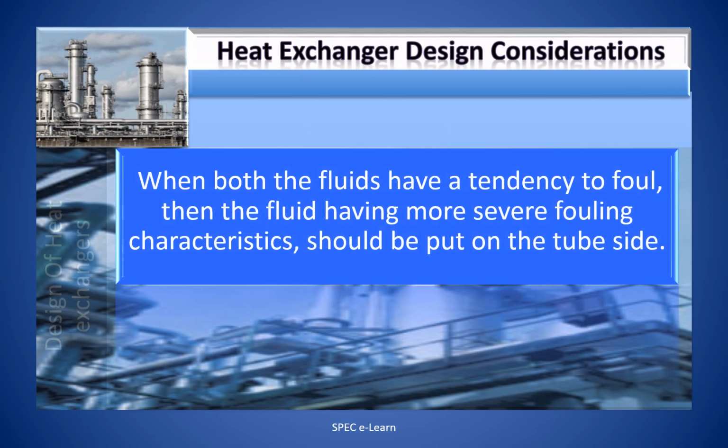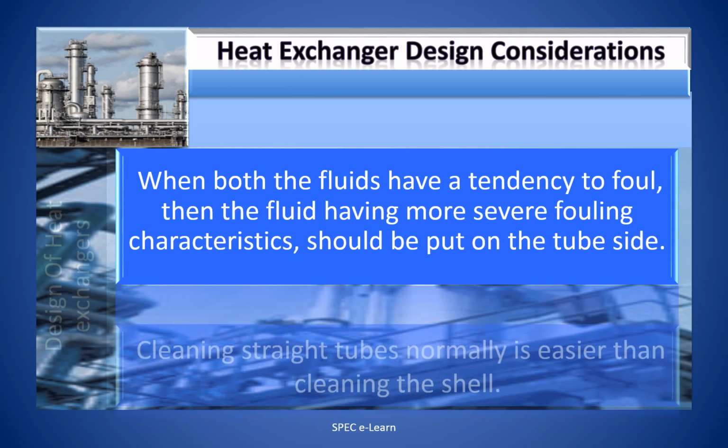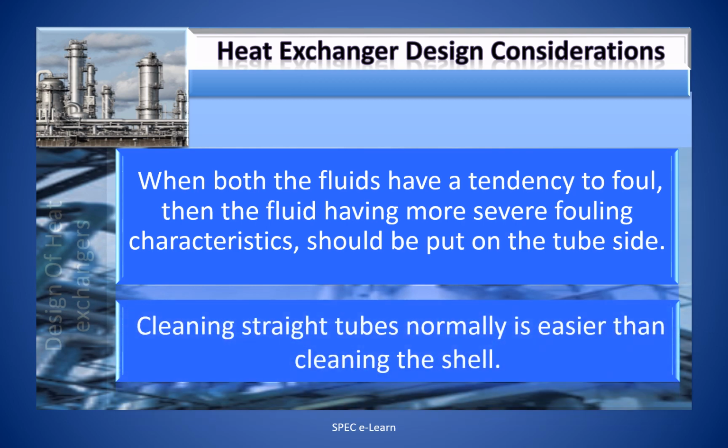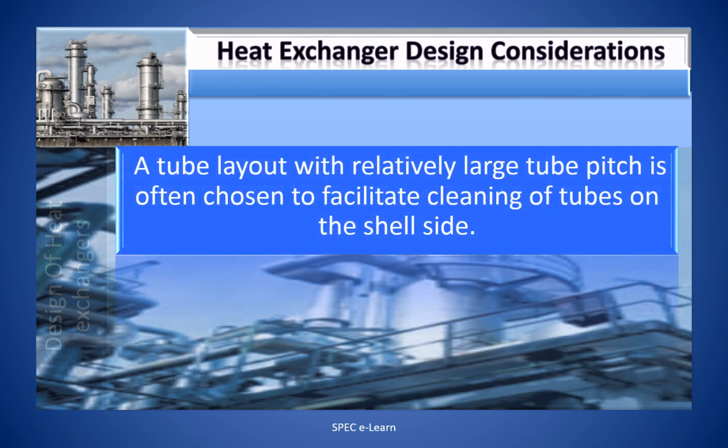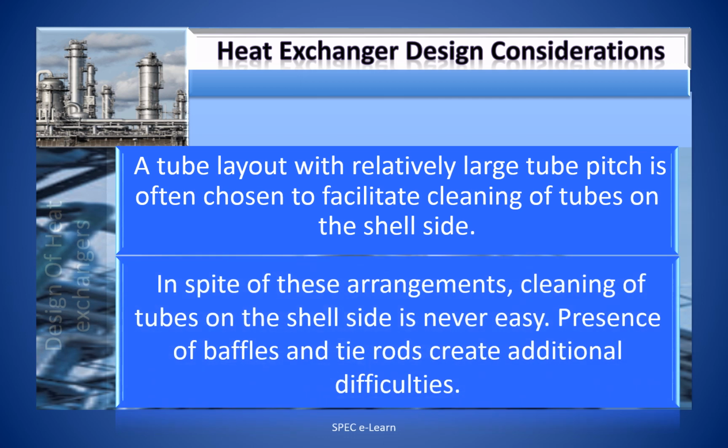When both fluids have a tendency to foul, the fluid having the more severe fouling characteristic should be put on the tube side. Cleaning straight tubes normally is easier than cleaning the shell. A tube layout with a relatively large tube pitch is often chosen to facilitate cleaning of tubes on the shell side. In spite of these arrangements, cleaning of tubes on the shell side is never easy. Presence of baffles and the tie rods create additional difficulties.